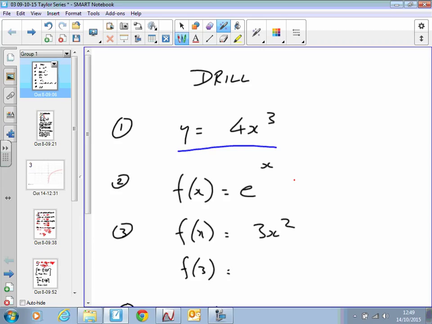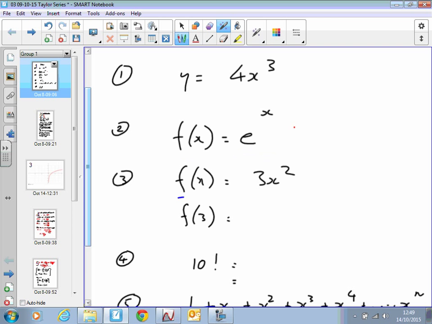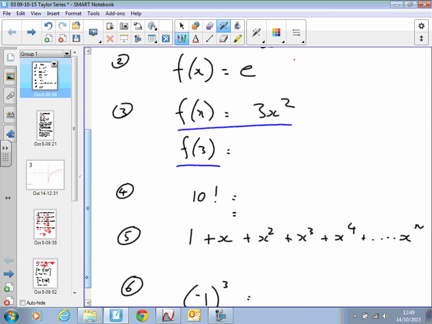Number 2, differentiate this function e to the x. For 1 and 2, use the correct notation for the differential. Number 3, if f(x) equals 3x squared, then what's f(3)? Number 4, 10 factorial. What's the answer to that? You can use your calculator for that if you want, but think about what it means.